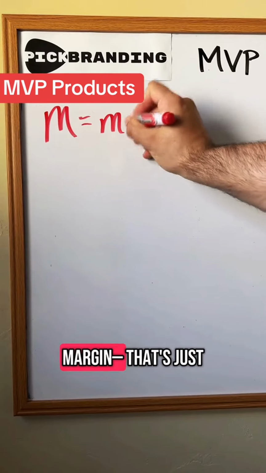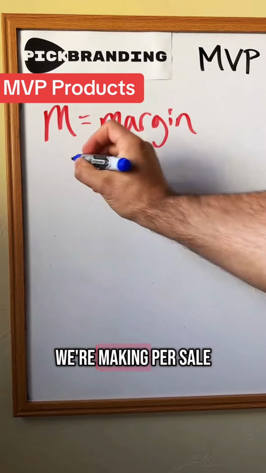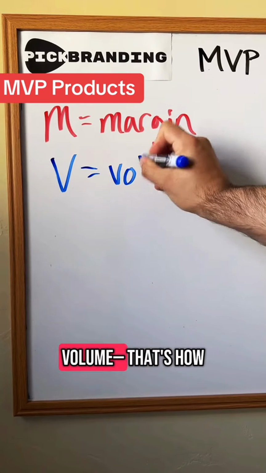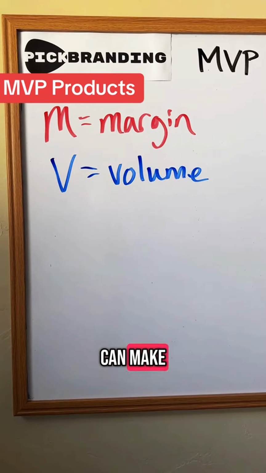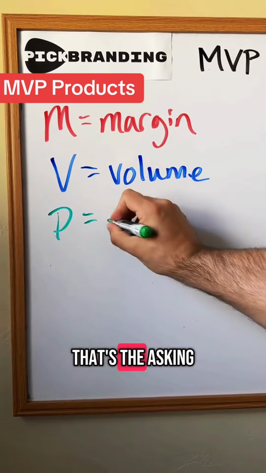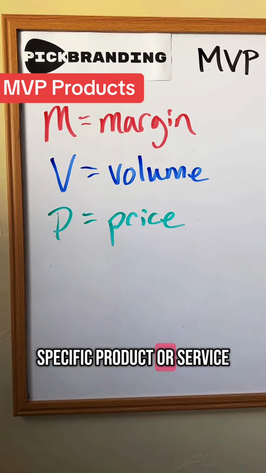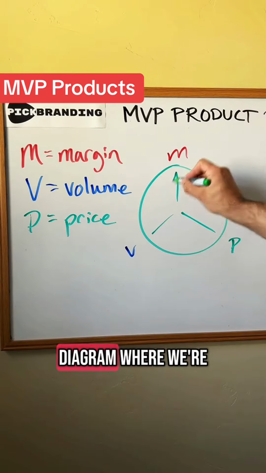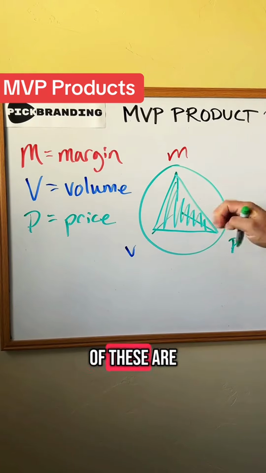M stands for margin. That's just how much profit we're making per sale. V stands for volume. That's how many sales we can make. And then P stands for price. That's the asking price for the specific product or service. Now imagine a diagram where we're looking for a triangle where all three of these are as full as possible.